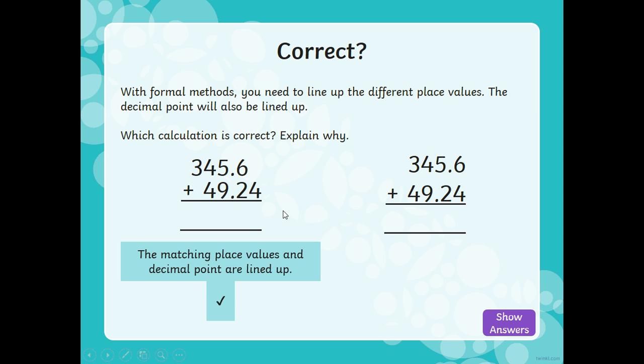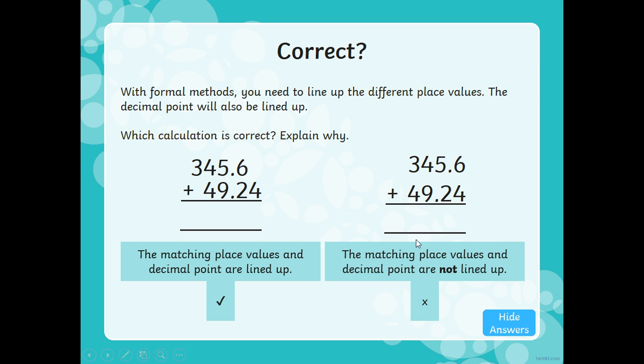It never moves. This one is incorrect. Why? Because those decimal points are not lined up. Therefore, you will have trouble adding those digits together because the place values are not the same.